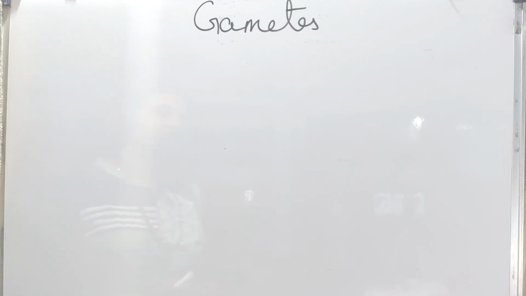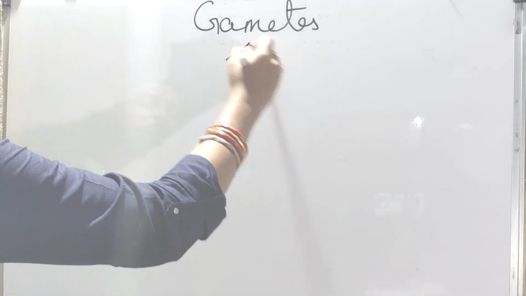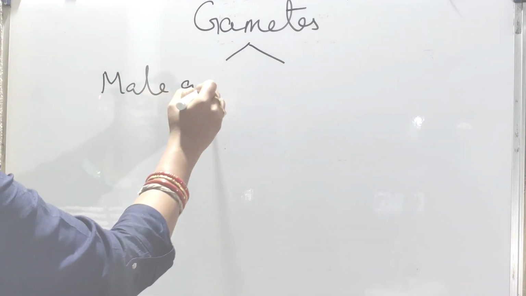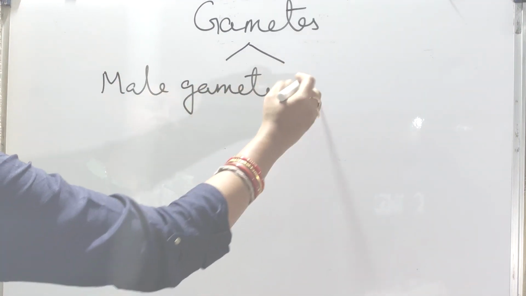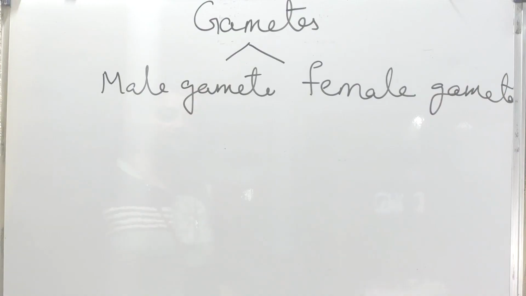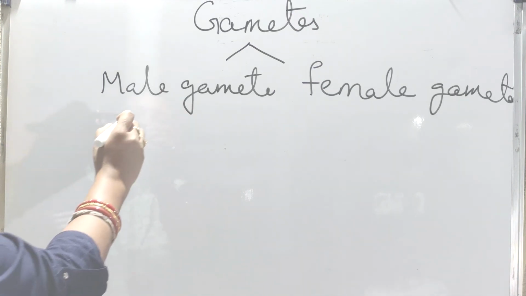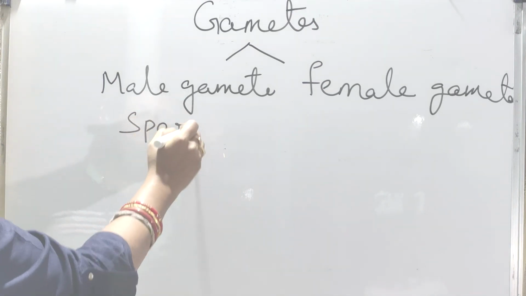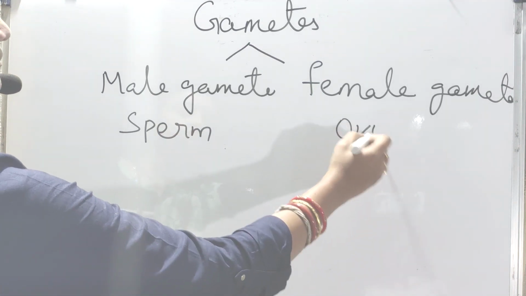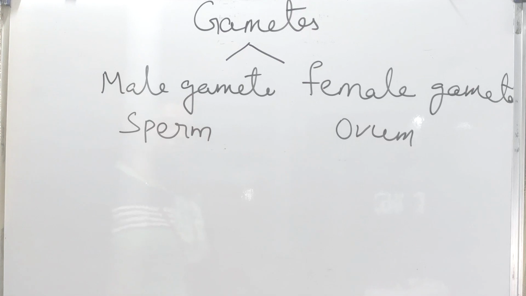So in case of human beings, the gametes are of two types. These are called male gametes and female gametes. The male gamete is known as sperm and the female gamete is known as ovum. Ovum is the singular form, ova is the plural form. Now let us learn about the sperm.